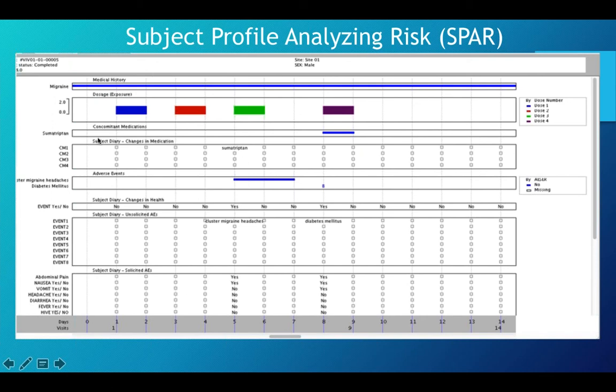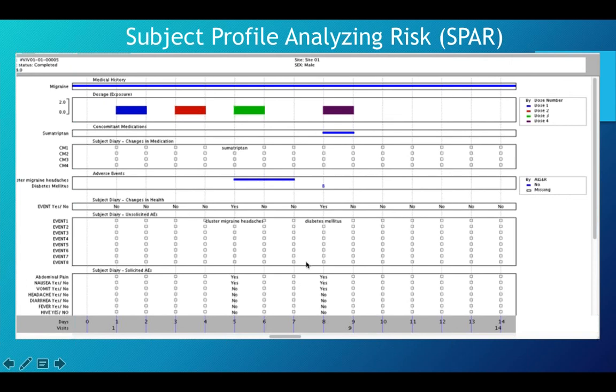So if you look at this one, this subject reported migraine as a med history, but they have sumatriptan listed here on day 5, but in the ConMeds, it's listed on day 8. So it allows you to quickly see these things and identify where your errors are and raise queries. Then the other thing you want to do is look at the AEs versus the med history? And I'll give you another example of that in a minute.